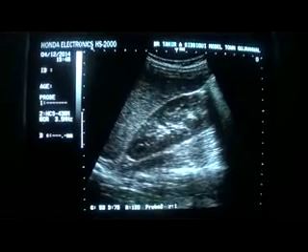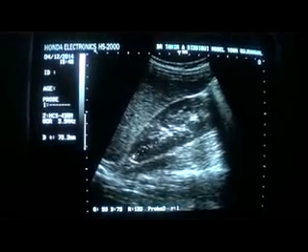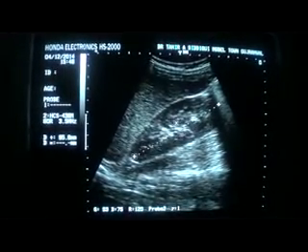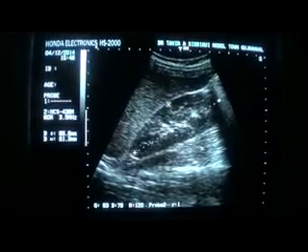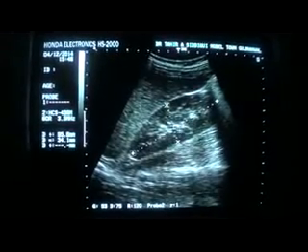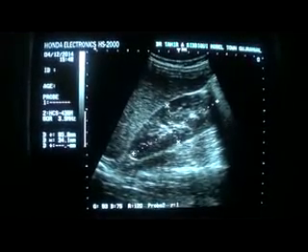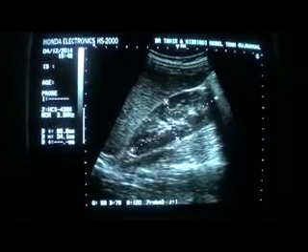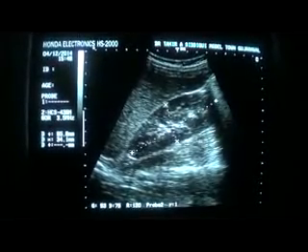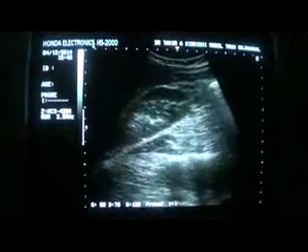Okay, solid. Measure the kidney, 9.5 centimeter in length, 3.4 centimeter in anteroposterior diameter. The measurement is okay. This is the psoas muscle on which the kidney glides with respiration.